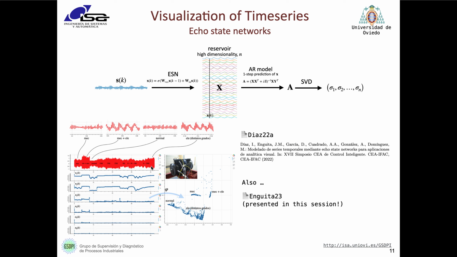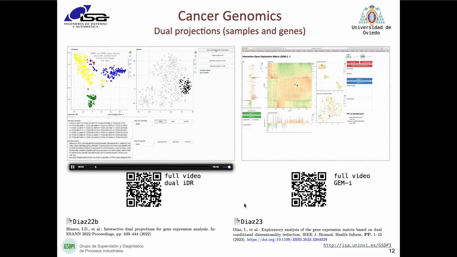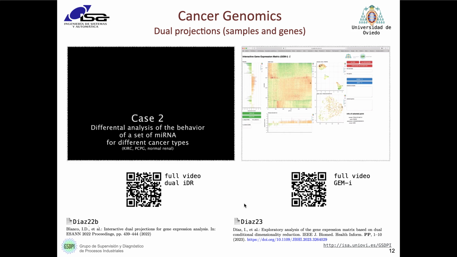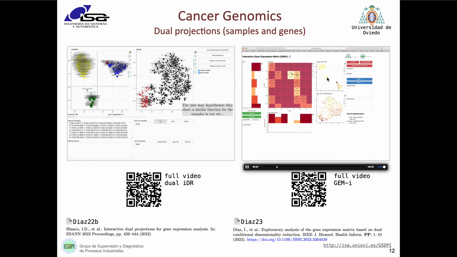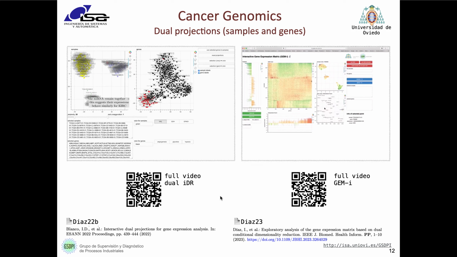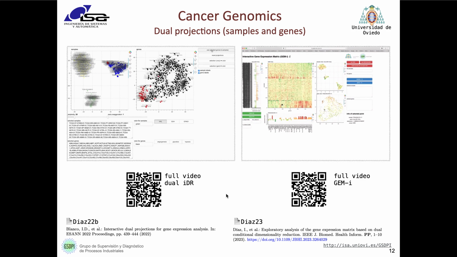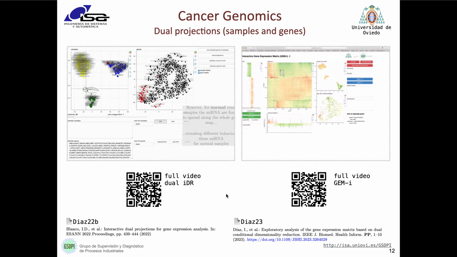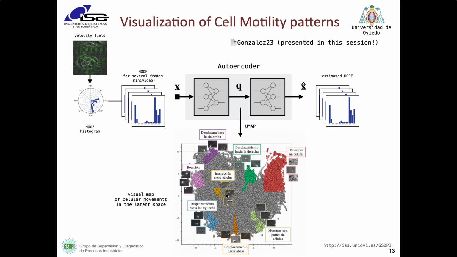Interactive dual projections of the GEM is another idea we used for cancer genomics. Dual projections imply building two maps, one for samples, the rows of the GEM, and one for genes, the columns. The user can interact in several ways including link selections, coordinated views, and recomputation of the projections conditioned by subsets of genes or samples.